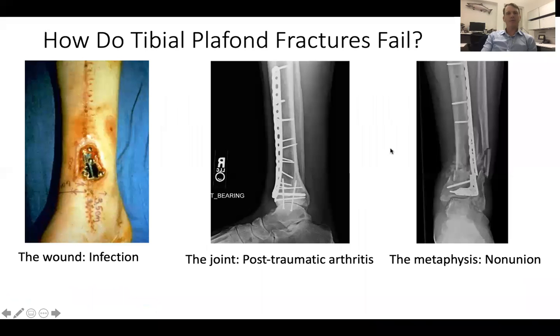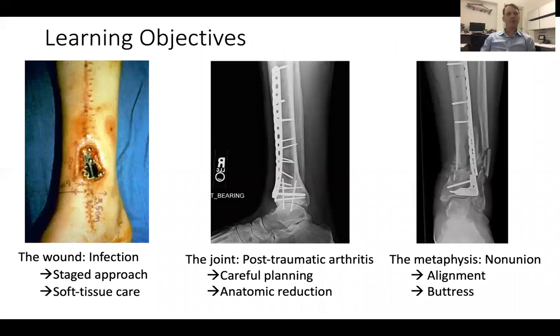No disclosures. When I got this topic and started to think about how plafonds really typically fail, these are the three main areas I think are the most common problems that we see. The first is at the wound with infection or wound breakdown. The second is the joint because of post-traumatic arthritis. And the third is in the metaphysis through metaphyseal nonunion. So I'm going to focus this talk on each of these three issues, and we'll use a few case examples to illustrate some of these points.